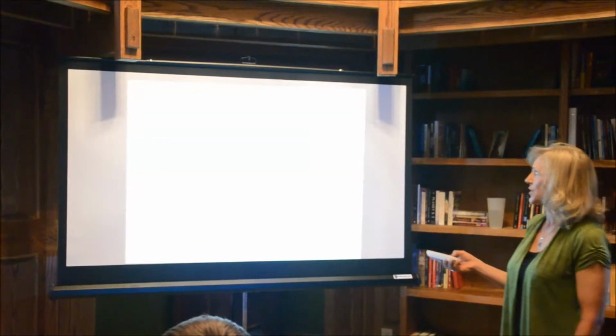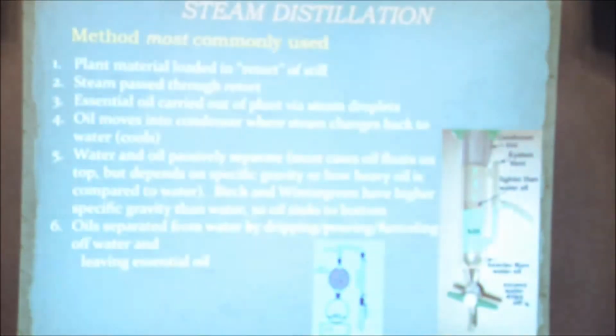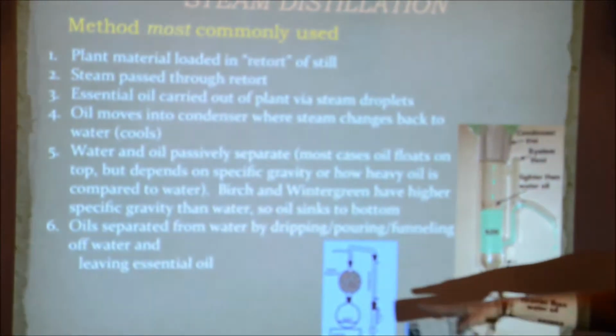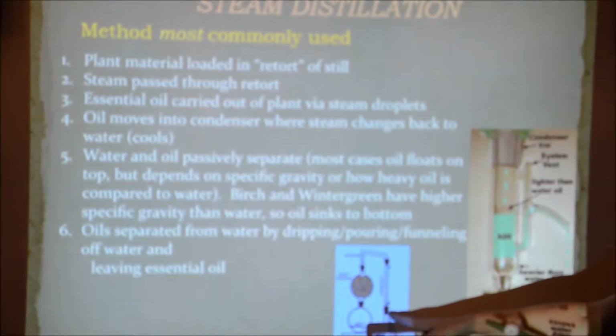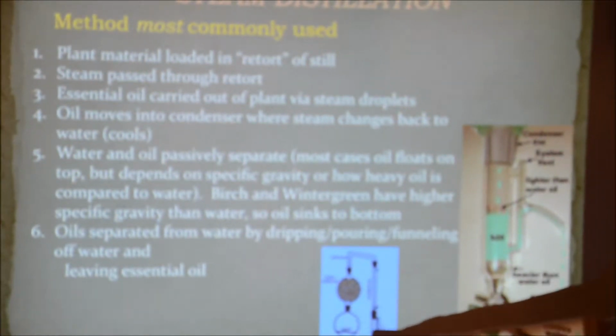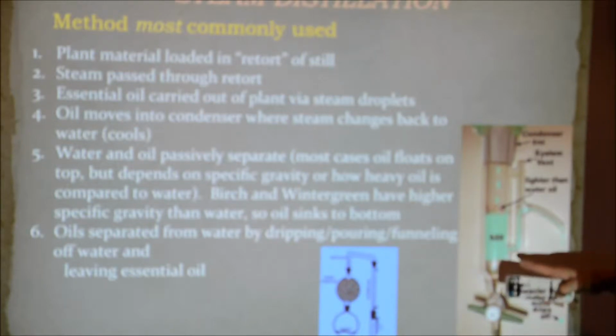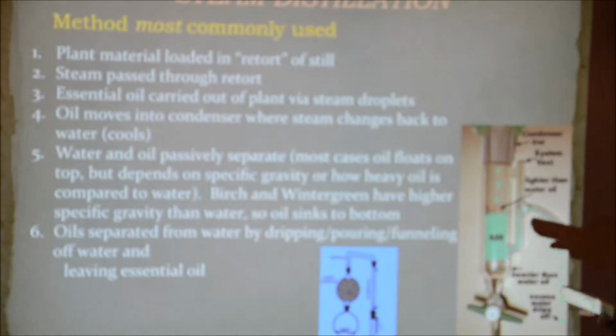So they take the plant material and they pass it through a retort, and the essential oil is carried out of the plant through the steam, and then the water cools and comes down and separates from the oil, depending on how heavy that oil is, or the specific gravity of it. The oil will either rise to the top or to the bottom. Like birch and wintergreen have higher specific gravity, so they're going to fall to the bottom below the water. And then they just siphon off the water and separate it from the oil.